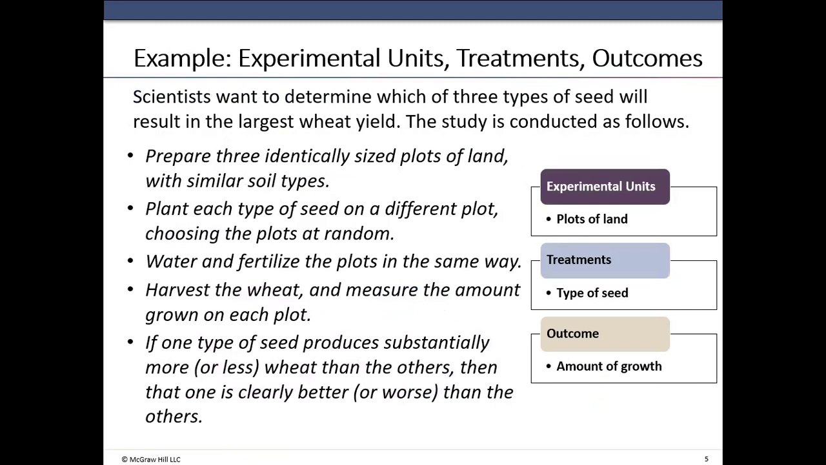Scientists who want to determine which of three types of seed will result in the largest wheat yield prepare three identically sized plots of land with similar soil types. So plots of land are the experimental units. Plant each type of seed on a different plot, choosing plots at random. Okay, so these are the treatments. So experimental units are plots of land on which you're applying treatments, which are types of seed. Water and fertilize the plots in the same way.